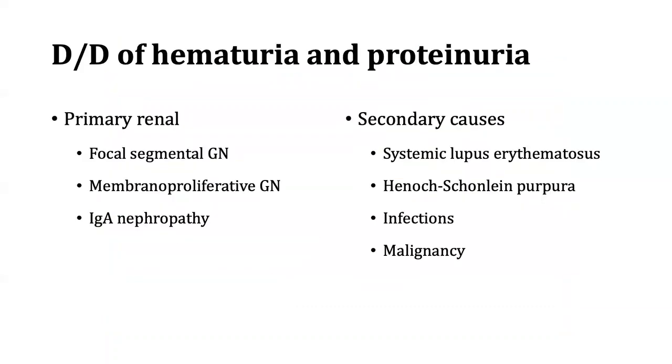Coming to the differential diagnosis of a child presenting with hematuria and proteinuria, the primary renal disorders which we usually see are focal segmental glomerulosclerosis, membranoproliferative GN, or IgA nephropathy. And in the secondary causes, the commoner causes are systemic lupus erythematosus, Henoch-Schonlein purpura, infections, or malignancies.